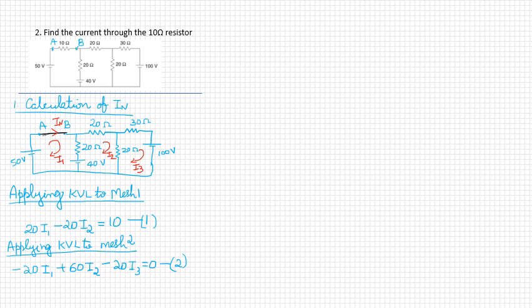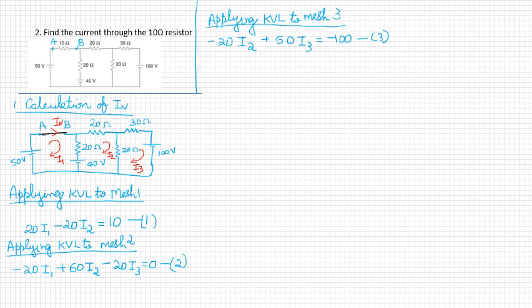The next step is to apply KVL to the third mesh. The equation will be minus 20I2 plus 50I3 is equal to minus 100. Equation number 3.